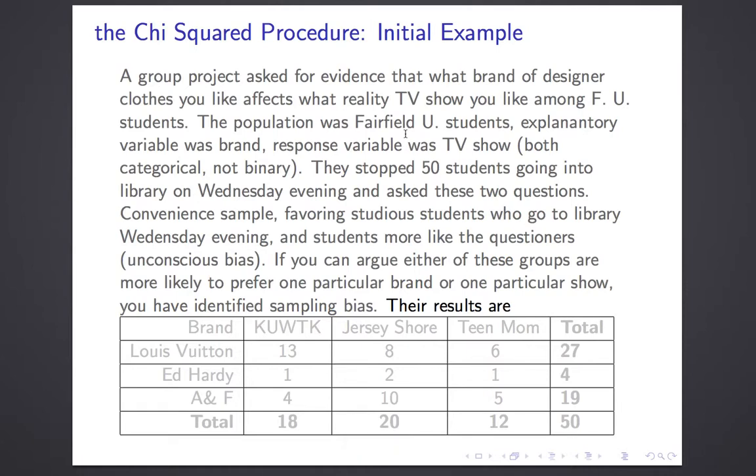Here's their results. The brands were Louis Vuitton, Ed Hardy, and Abercrombie & Fitch, and the TV shows were Keeping Up with the Kardashians, Jersey Shore, and Teen Mom. You can probably guess when this was by when those shows were popular. And you can see they made a contingency table with the row and column totals.